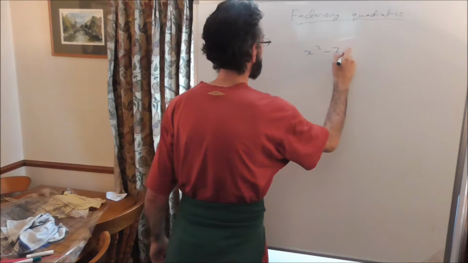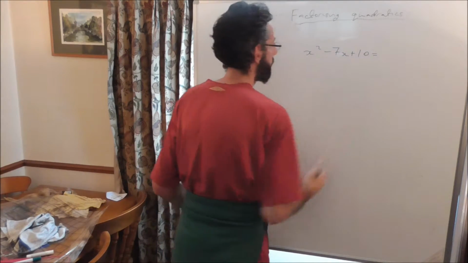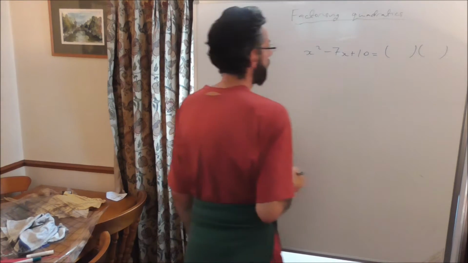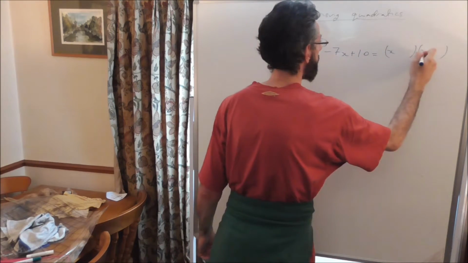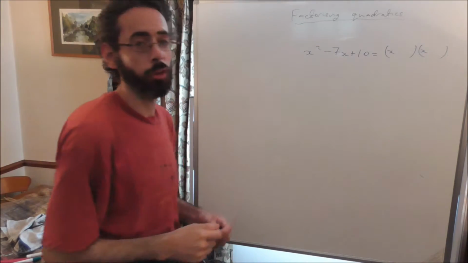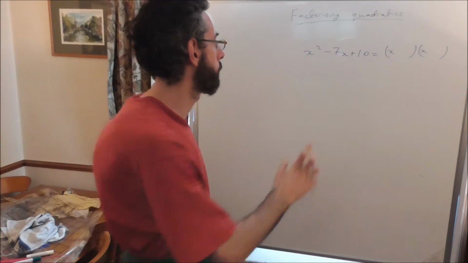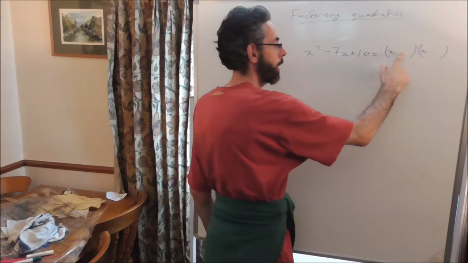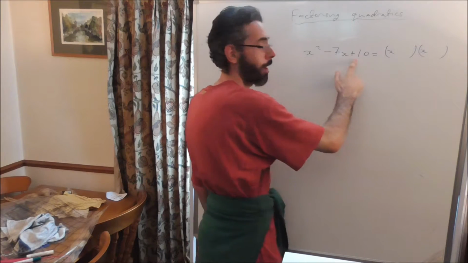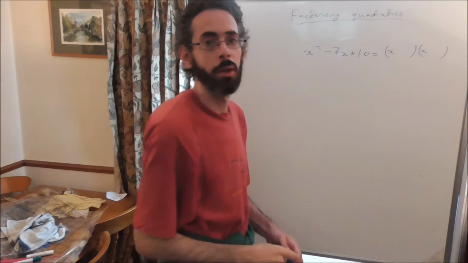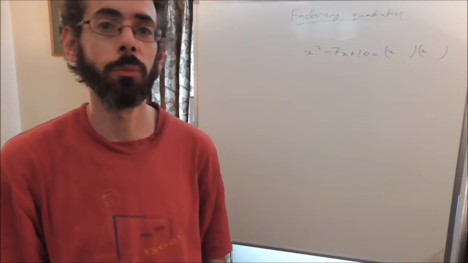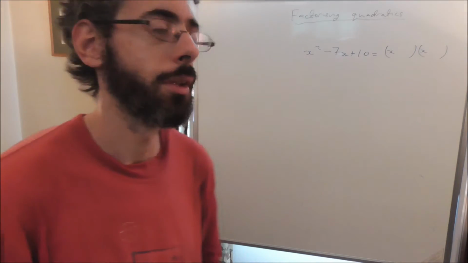X squared minus 7x plus 10. So double brackets as usual. X and x. The reason why this example is a bit different from the last two is because we've got a positive number here, 10. So this time we're looking for a pair of numbers in the brackets with a product of 10, a positive number. So the numbers in the brackets could both be positive, but they could also both be negative, because a negative times a negative is also positive.